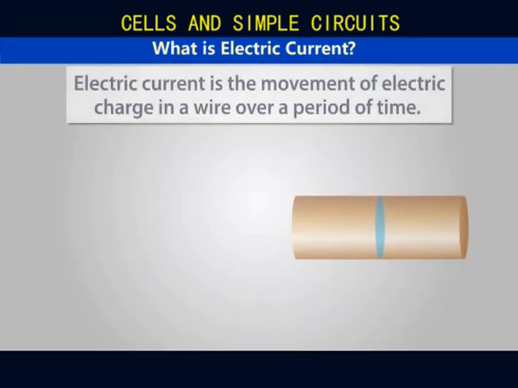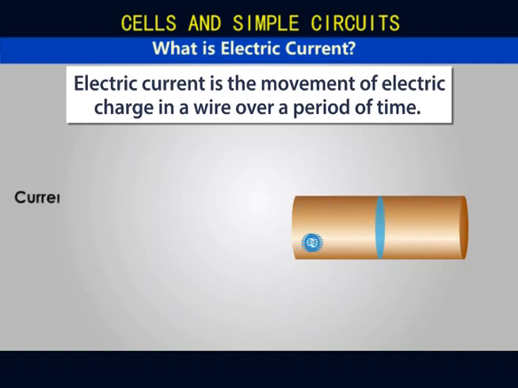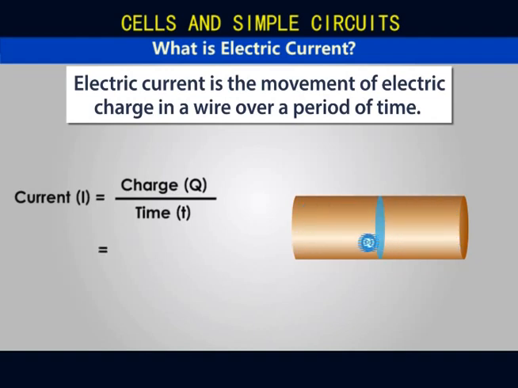Electric current is the flow of electric charge in a conductor over a period of time. The symbol of current is I. Current is given by charge over time, that is I = Q/T, which gives the units of coulombs per second. This is called amperes. It is the SI unit of current, denoted as A.